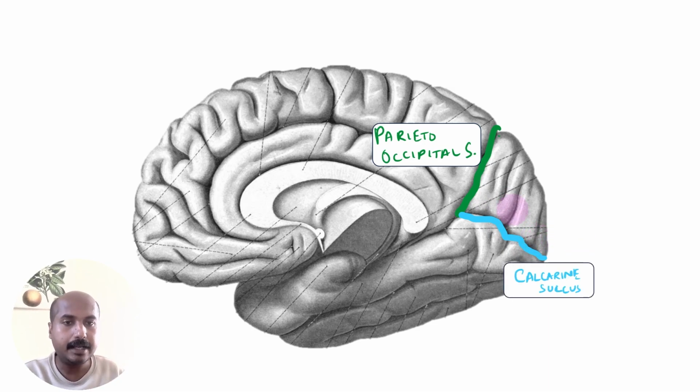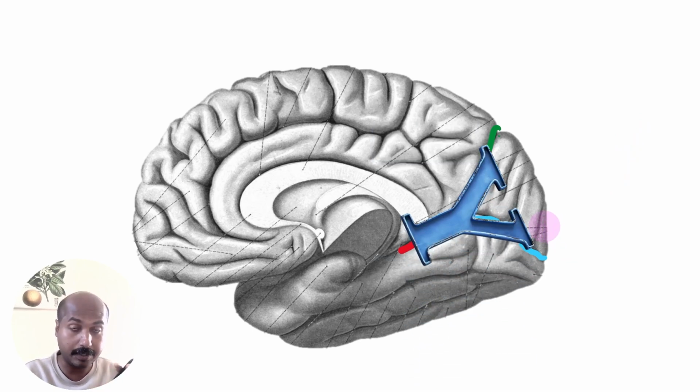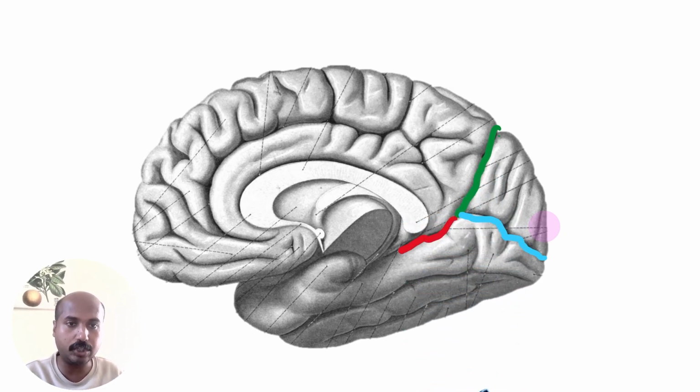Okay. And both of these are meeting at this point, and below that you can see an extension, and that is known as the anterior calcarine sulcus. So this is the calcarine sulcus. Some authors call it the posterior calcarine sulcus, and this is called the anterior calcarine sulcus. Now this is known as the lazy Y sign because in MRI this is a region that is used to identify very critical areas within this Y formation. So let us have a look at what those areas are.